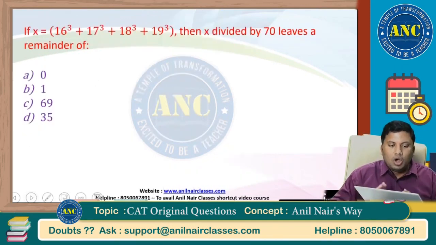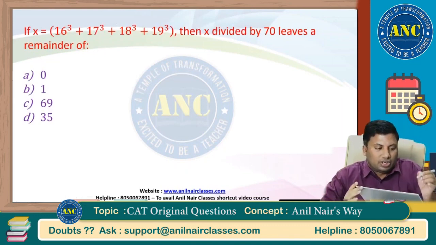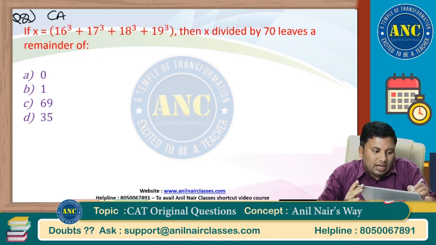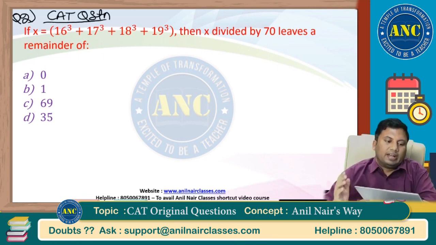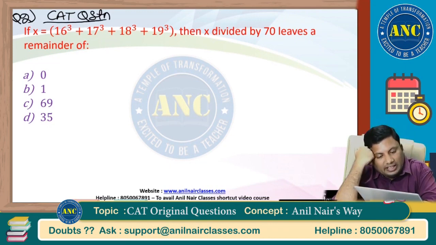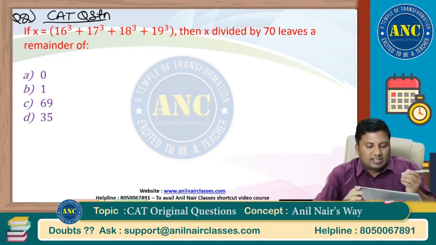Question number 2. All are original CAT questions. Original CAT question: X is 16 cube plus 17 cube plus 18 cube plus 19 cube. Then X divided by 70.